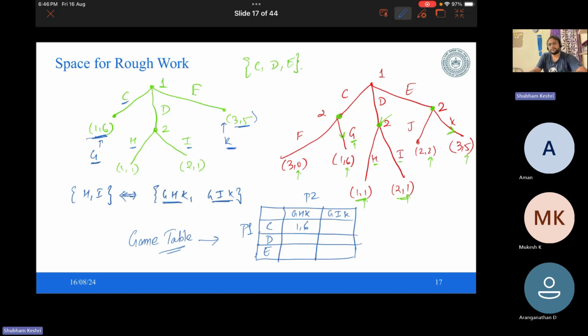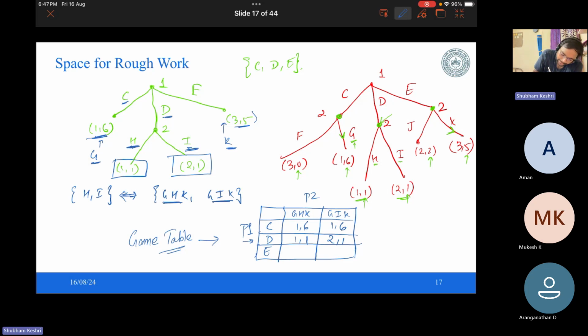Just check if this is correct. When player 1 is playing C and player 2 is playing GIK, the utility will again be 1,6. When player 1 is playing D and player 2 is playing GHK, then this will be reached and the utility will be 1,1. And when player 1 is playing D and player 2 is playing I, the utility will become 2,1. This will be reached.